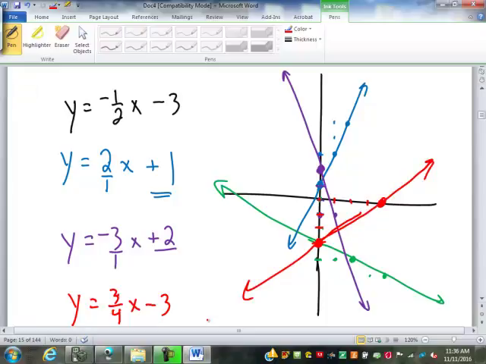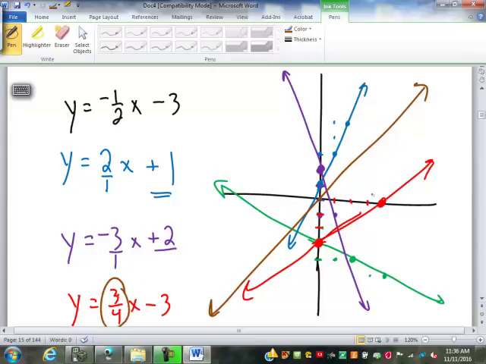Now, I talked a little bit about benchmarks when we did percents, and I'm going to talk a little bit more here. One that I always use is a slope of 1. A slope of 1 will go across the graph at a 45-degree angle like that. A perfect slope. If the slope is less than 1, and 3/4 is obviously less than 1, it should be less steep than that. If it's more than 1, like 2 or 3, obviously it should be more steep than that. So keep that in mind as you're graphing.